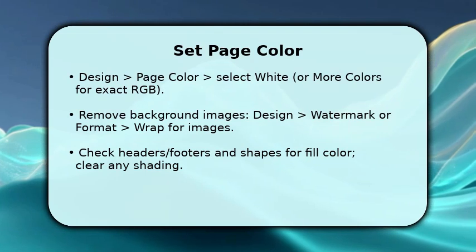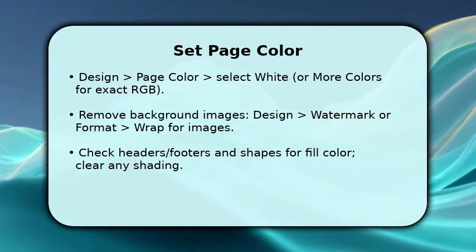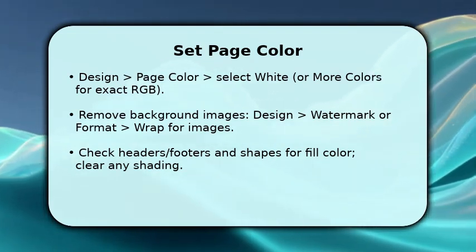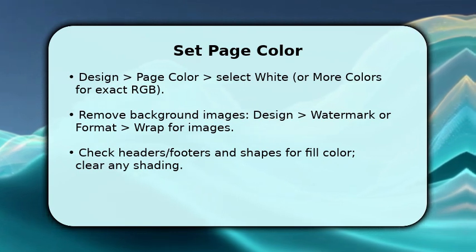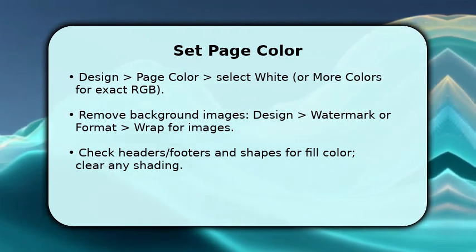Now change the page color. Open the Design tab and pick Page Color, then select White. If you need an exact shade, choose More Colors and enter RGB values.